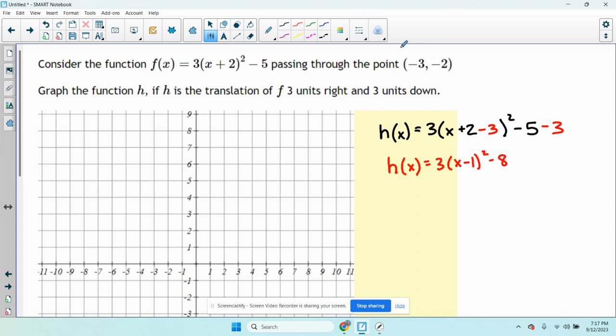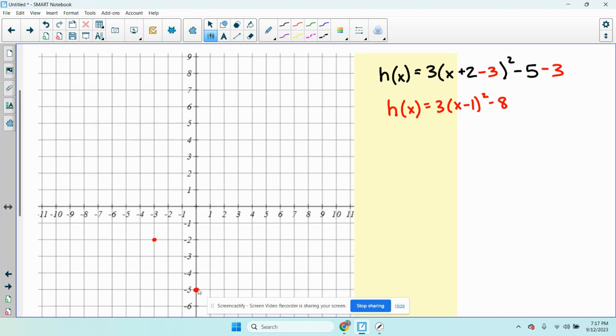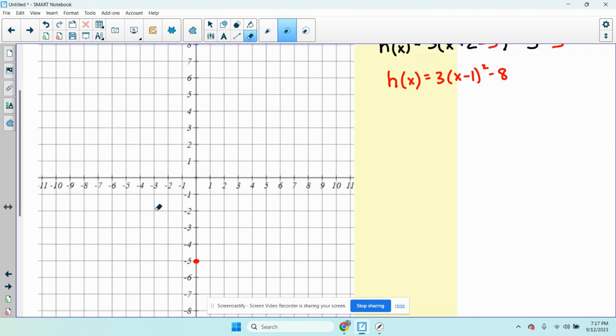So we know the original goes through this point, -3, -2. So if I plot that real quick, -3, -2. So this is on my original graph. So if I want to find a point on my new graph, I have to translate it the way it tells me. 3 units to the right, 1, 2, 3. 3 units down, 1, 2, 3. So that point's going to be on my graph. This point's on my graph.